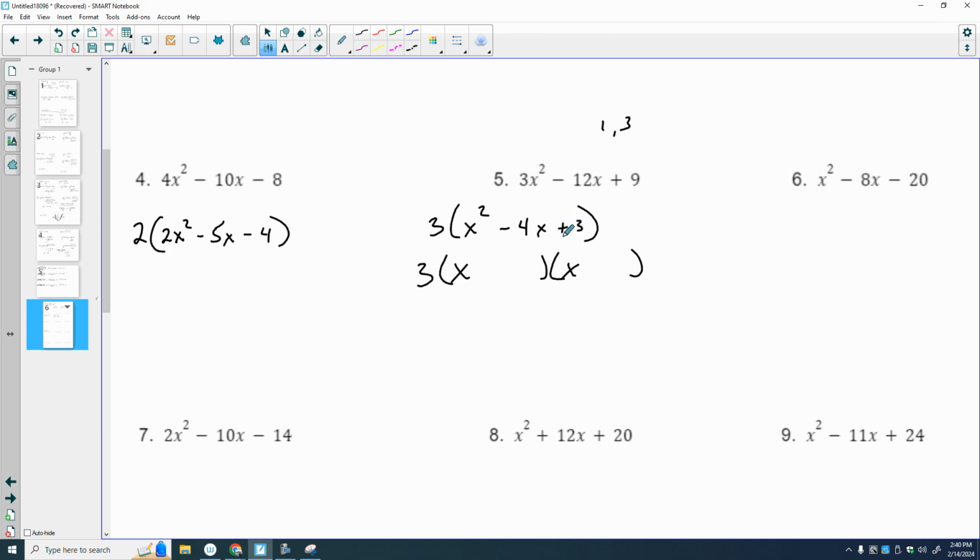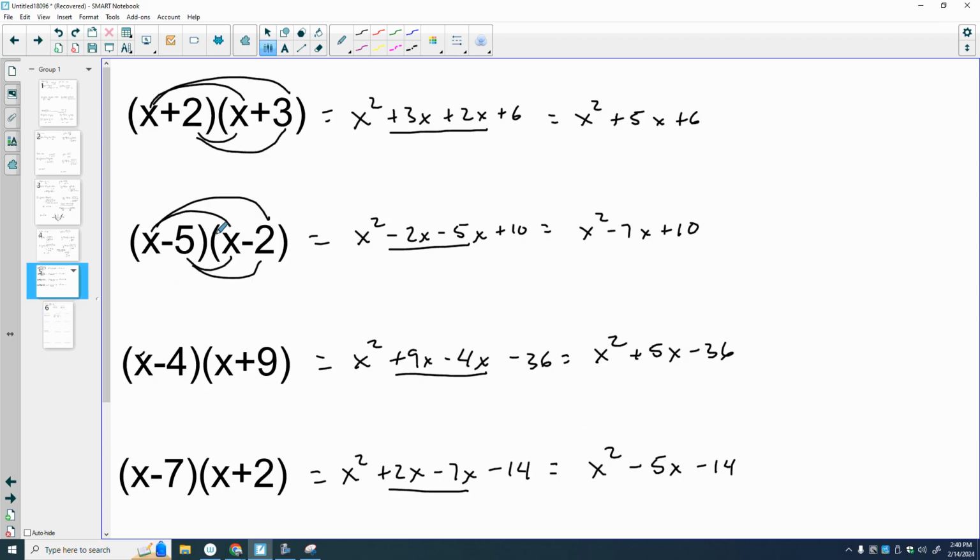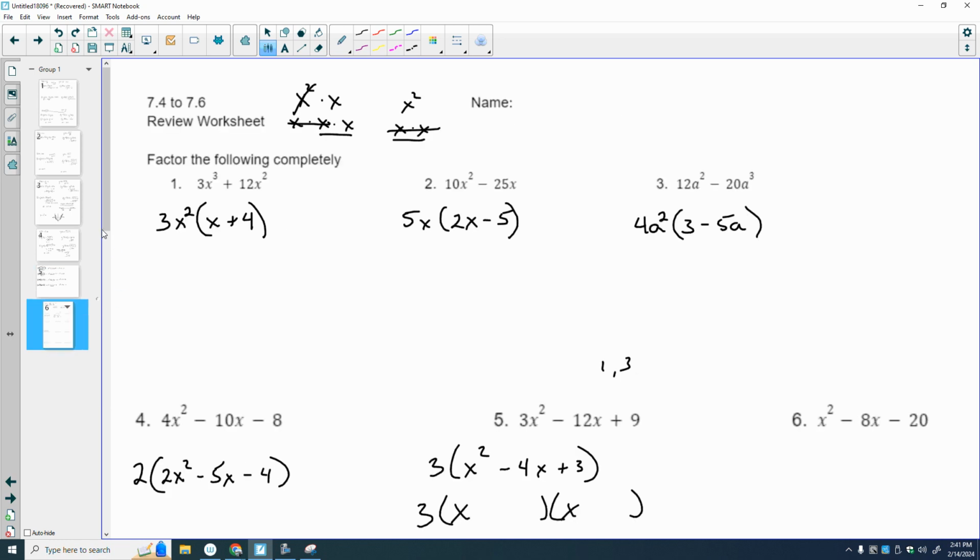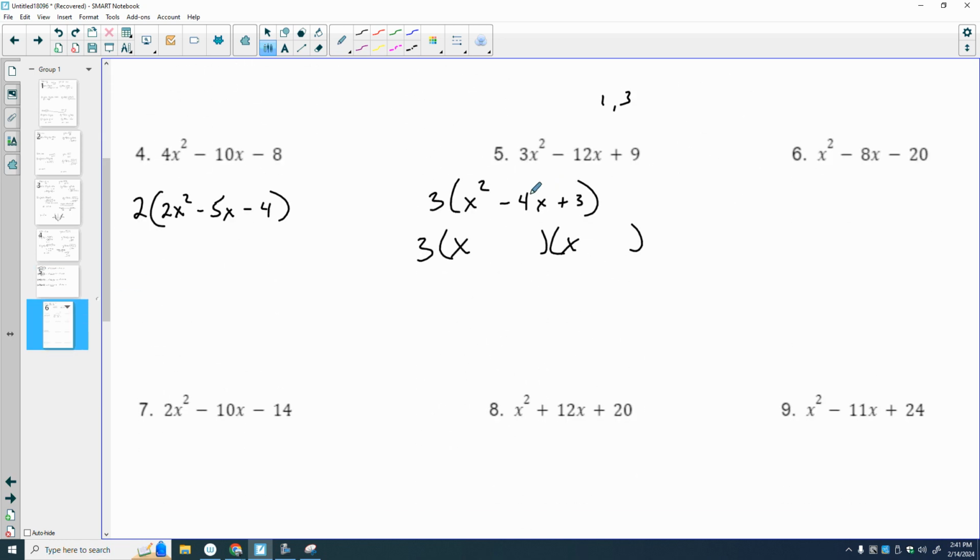Remember before, if this is positive, my like terms will be the same. And if my like terms are the same, I add the numbers together. 2 plus 5 is 7. Yes, I get it. They're both negative, but I still added 2 and 5. 3 plus 2 is 5. I added them together. I need to get a 4. So if I put a 3 here and a 1 here, my like terms will be 3x and 1x. Does that give me 4x? Yes. 3 plus 1 is 4.